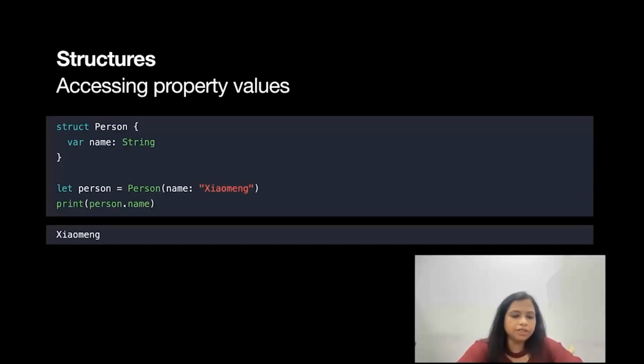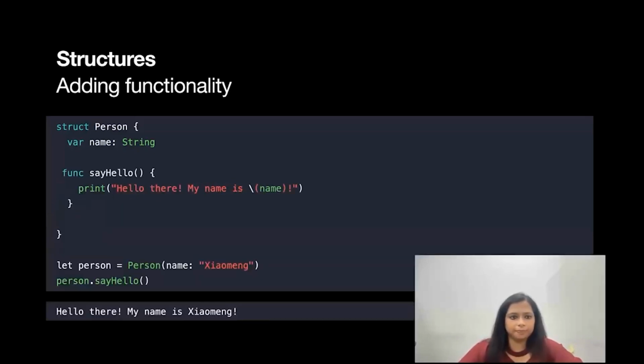Now, how can we create an instance of that particular structure? We need to write down the keyword let or var, whatever you want, and then the name of the instance followed by equal to and the name of the structure followed by the parenthesis. Inside the parenthesis, you will write down the name of the property, and after that a colon will be given, and then we will give whatever value we want to assign to that particular variable, and then we'll use a simple print option to print that particular property.